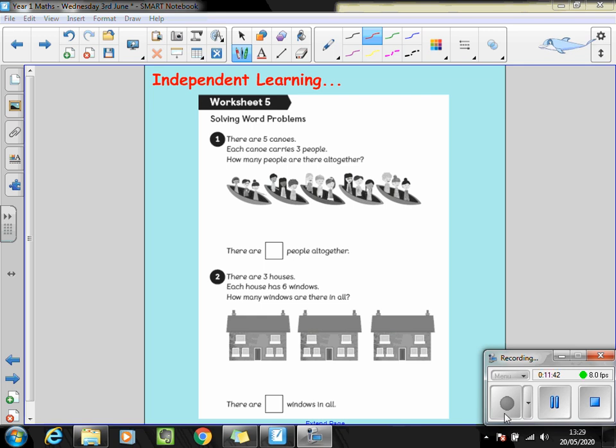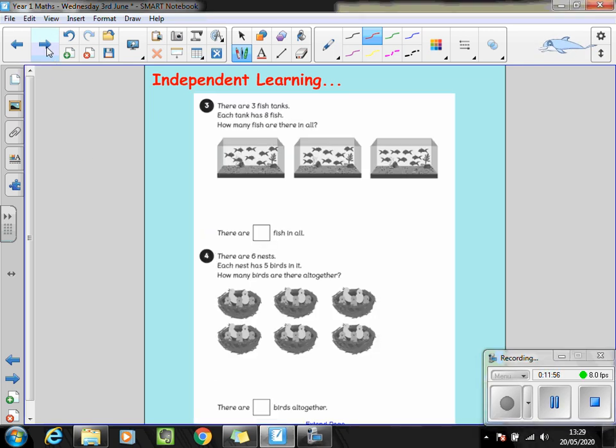Okay, your independent learning, you've got 2 worksheets to complete. And I want you to draw on these images, circle them, group them should you need to, and ask an adult to read the questions for you. So you've got 2 questions on worksheet 5, followed by question 3 about fish and question 4 about chicks in a nest.